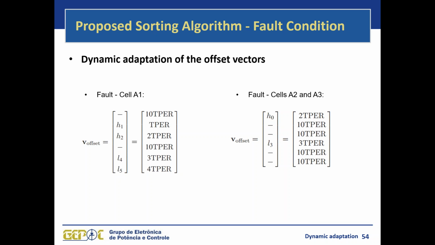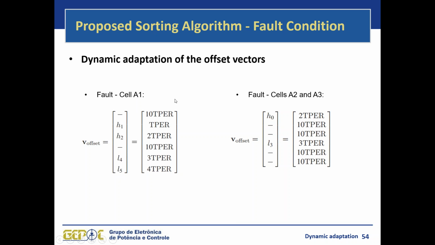So in this strategy, bypassed cells are also taken off of the modulation strategy by assigning a very large value to their offsets. This very large value makes the algorithm blind to these cells, so it's just as if they do not exist.